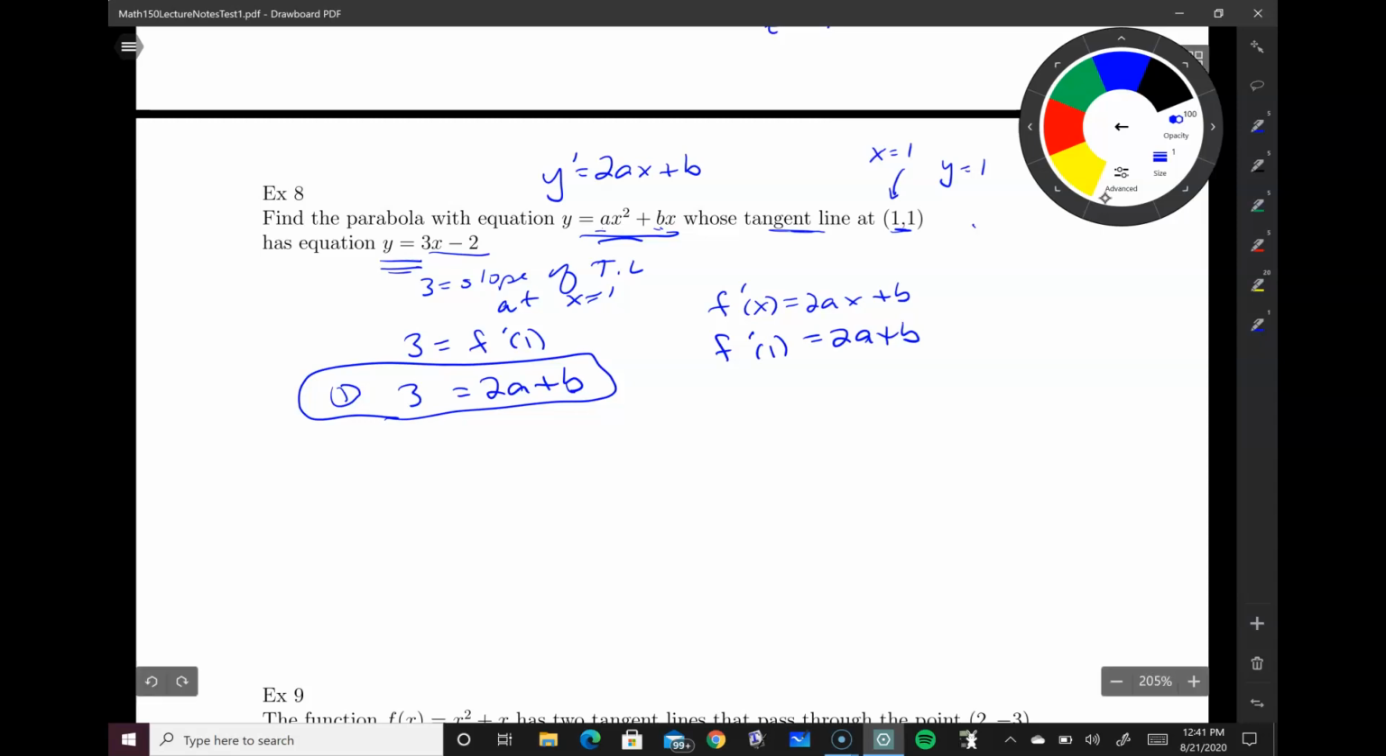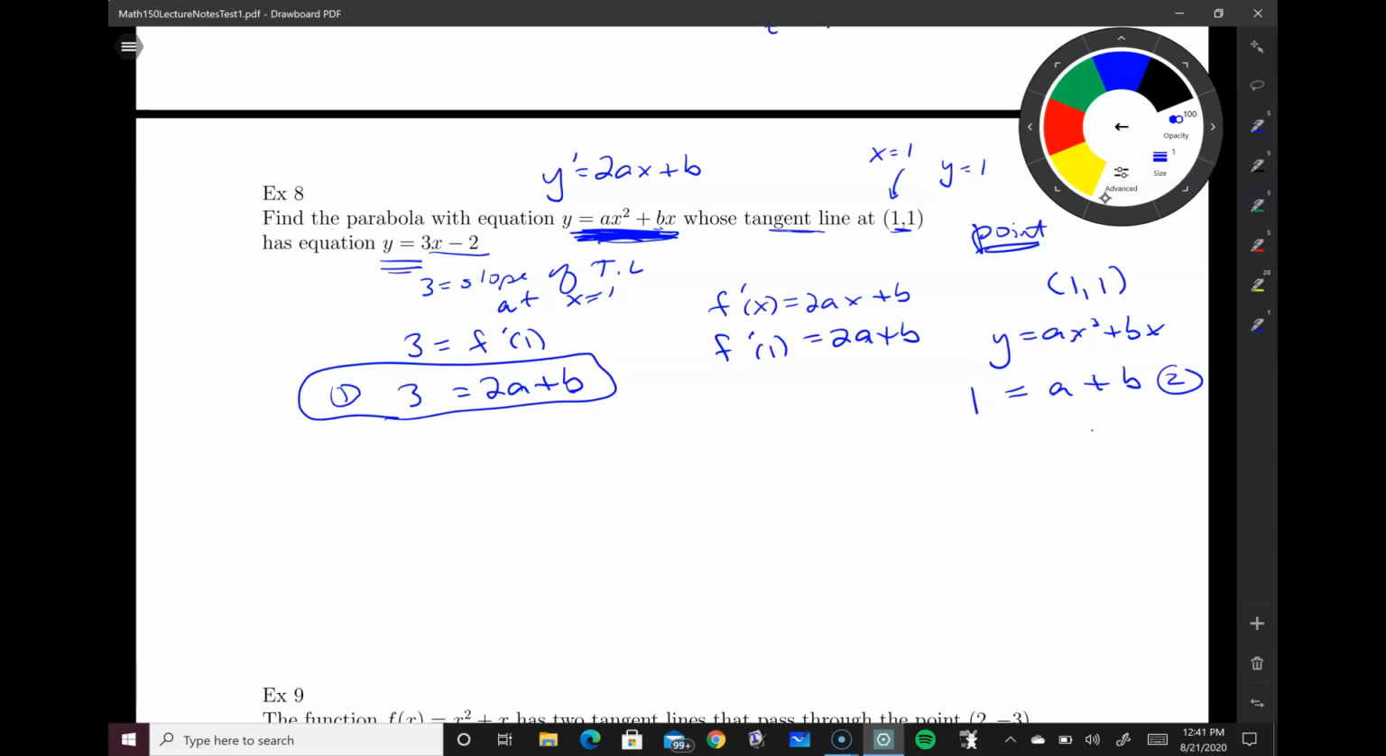How about if I use the point? So what do I know about the point 1, 1? Don't I know the point 1, 1 is on this function? I do. So if I take this y equals ax squared plus bx and put x equal 1 and y equal 1 in, I get 1 is equal to a plus b. So there's my second equation. So I'm just going to write them on top of each other. 1 is equal to a plus b, 3 is 2a plus b, and you could go substitute.